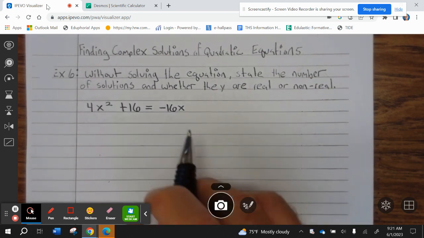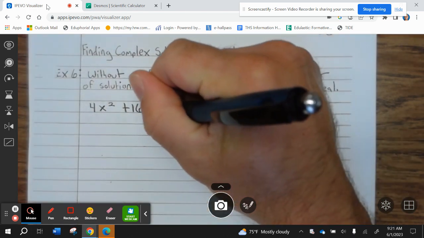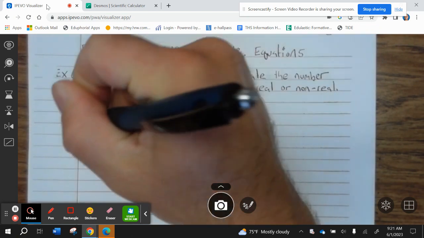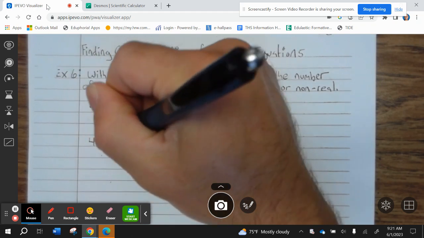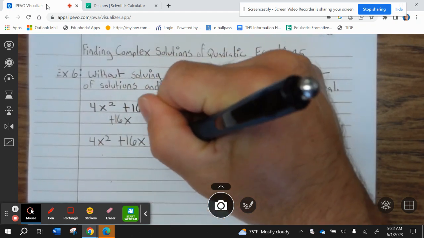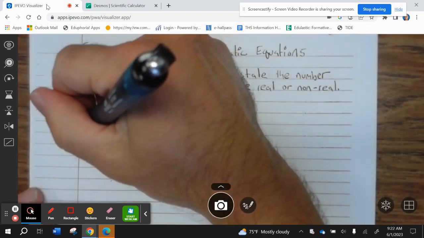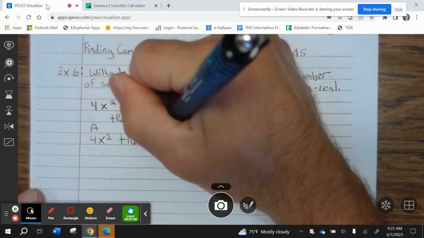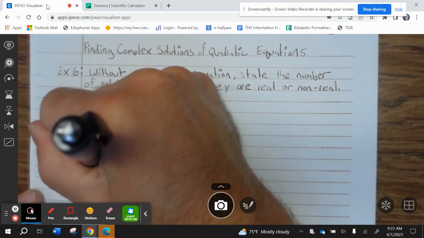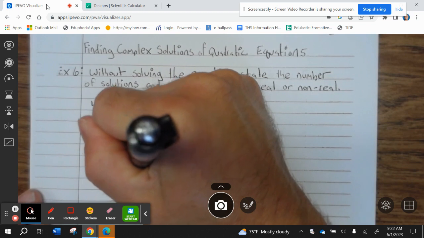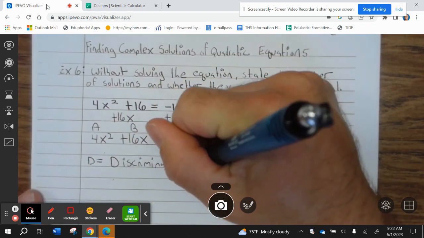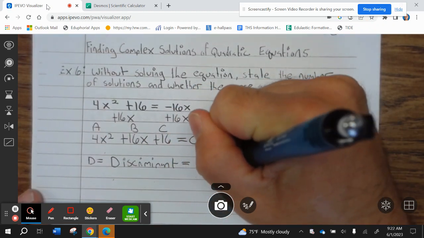Now, before we do anything else, we need to move everything to one side. So we're going to add 16x to both sides. So we have 4x squared plus 16x plus 16 equals 0. Now we have a, b, and c. And let's just write D equals the discriminant, which equals b squared minus 4ac.